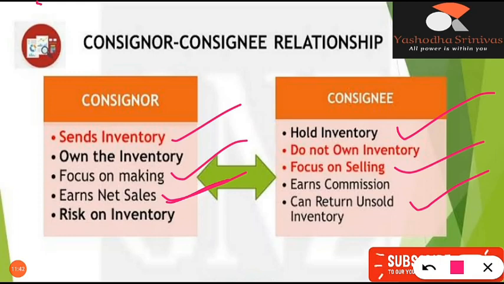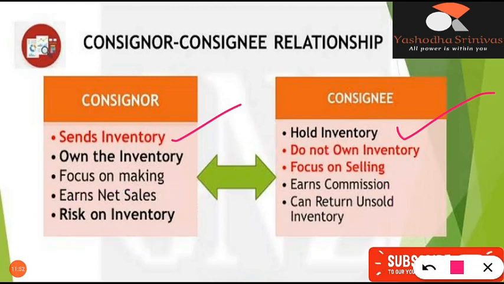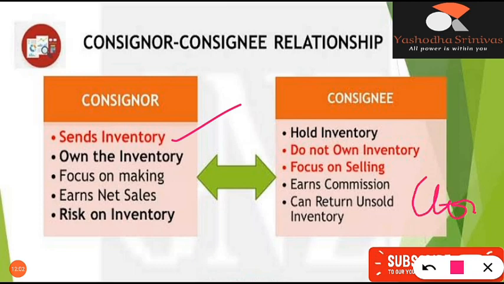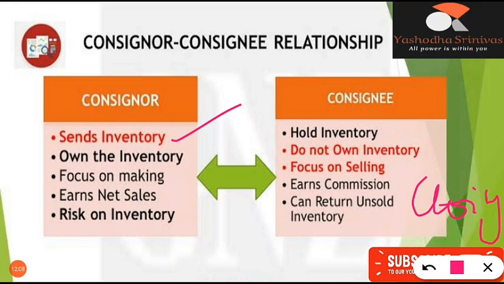So next one, risk on consignment. The risk on consignment is kept with him only. The risk is actually transferred to him. No risk is carried by the consignee. Okay, so he can return the unsold inventory also. Whatever we told, the closing stock will be sold or returned to him. Okay, so this is the thing.